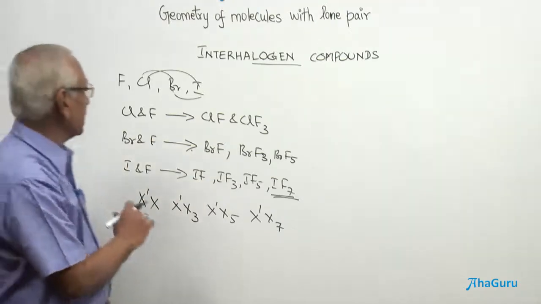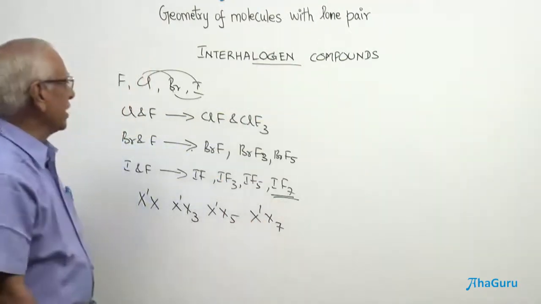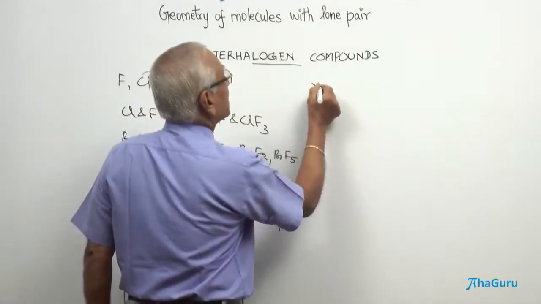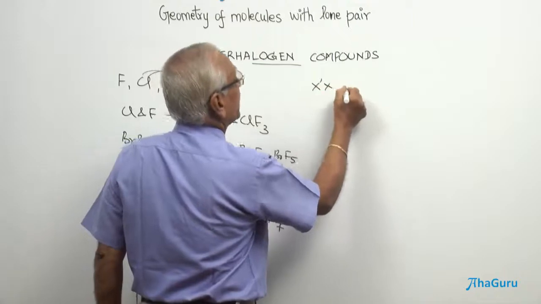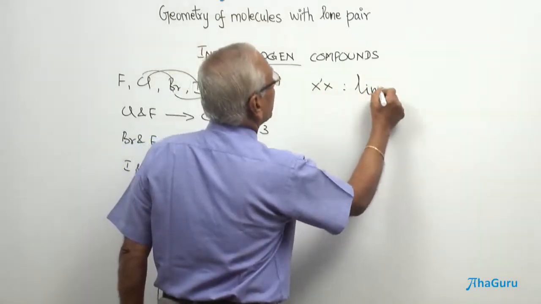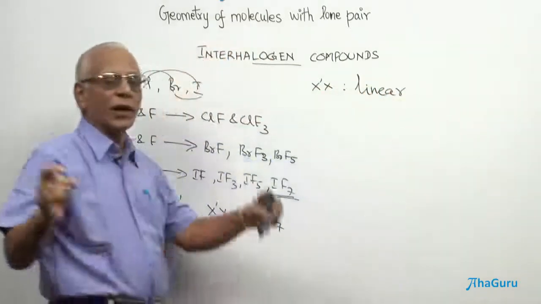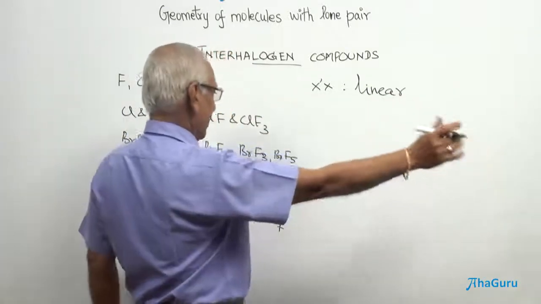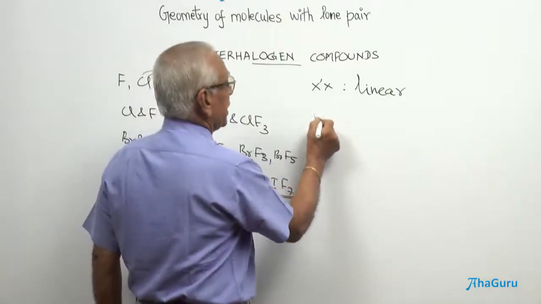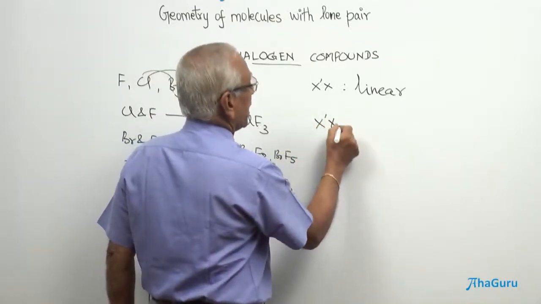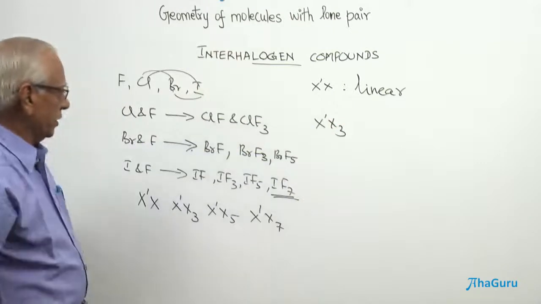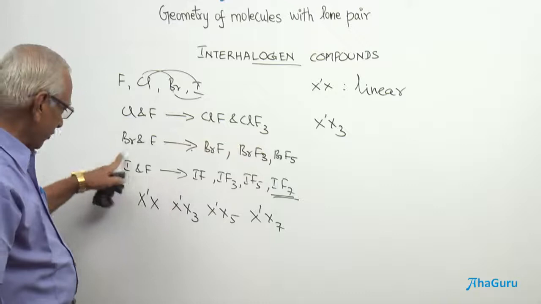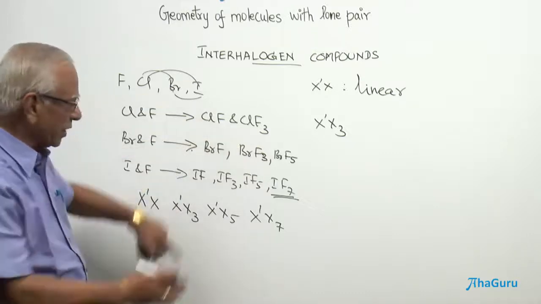Now, we shall see, my dear students, the shape and the hybridization of these molecules. Let me take X dash X, which has to be a linear molecule, because any 2 points joined together must form a straight line. Now, we shall see the X dash X3 molecule. It could be ClF3 or BrF3 or it could be IF3 or IBr3.